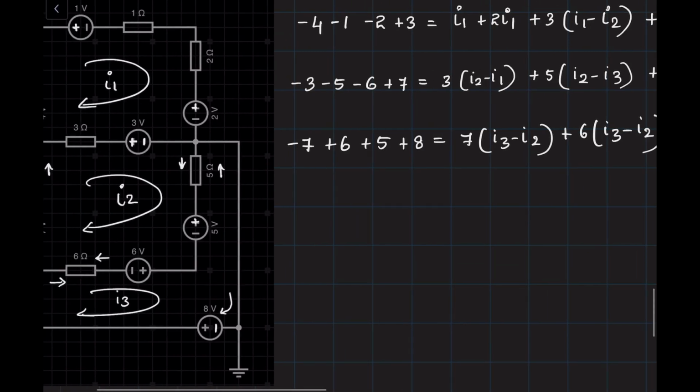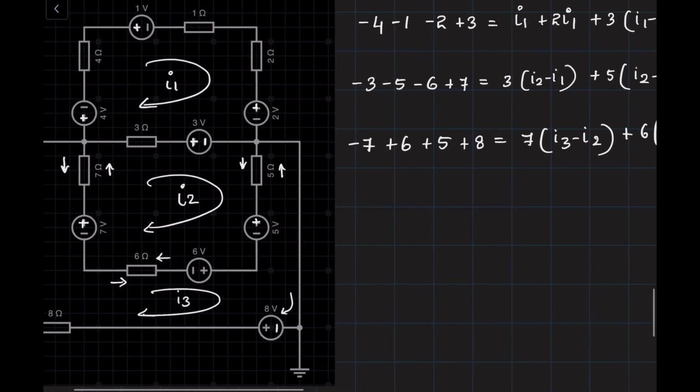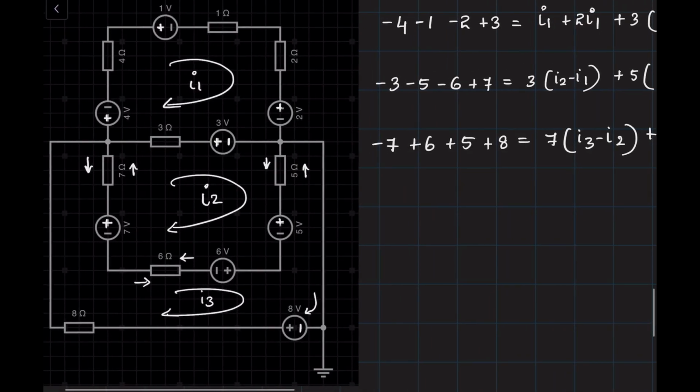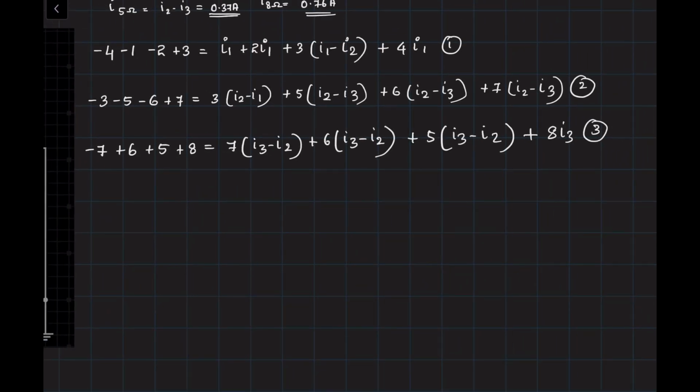5 ohm, it will be plus 5 into I3 minus I2, plus one more resistor is there which is of 8 ohm. Current flowing through it is I3 alone, so plus 8 times I3. That's the third equation. Understood? So you can pause this video and you can solve these 3 equations. That will give you the values.